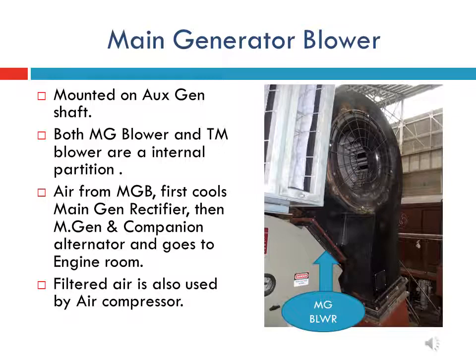Main generator blower. The main generator blower is mounted on the auxiliary generator shaft and driven by the engine camshaft through a gear arrangement. It is located in the centralized air compartment. This blower draws filtered air from the centralized air compartment and supplies it to the rectifier bank, main alternator and companion alternator for their cooling.